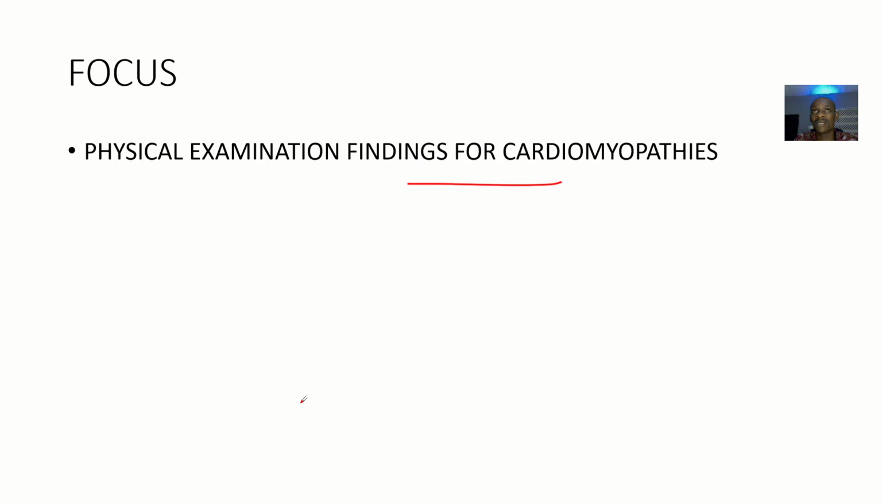So everything together actually makes up the physical examination, the possible findings for cardiomyopathies.